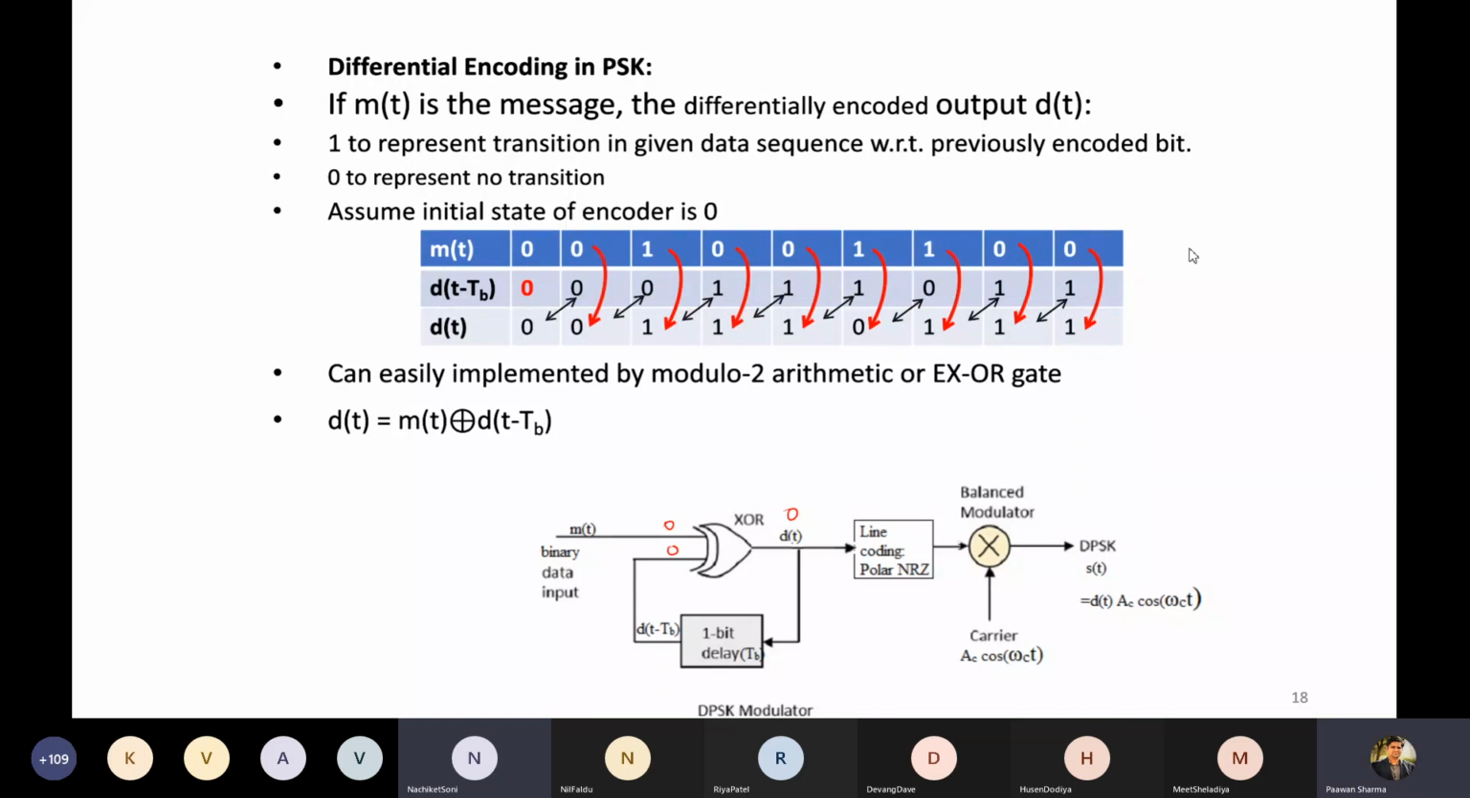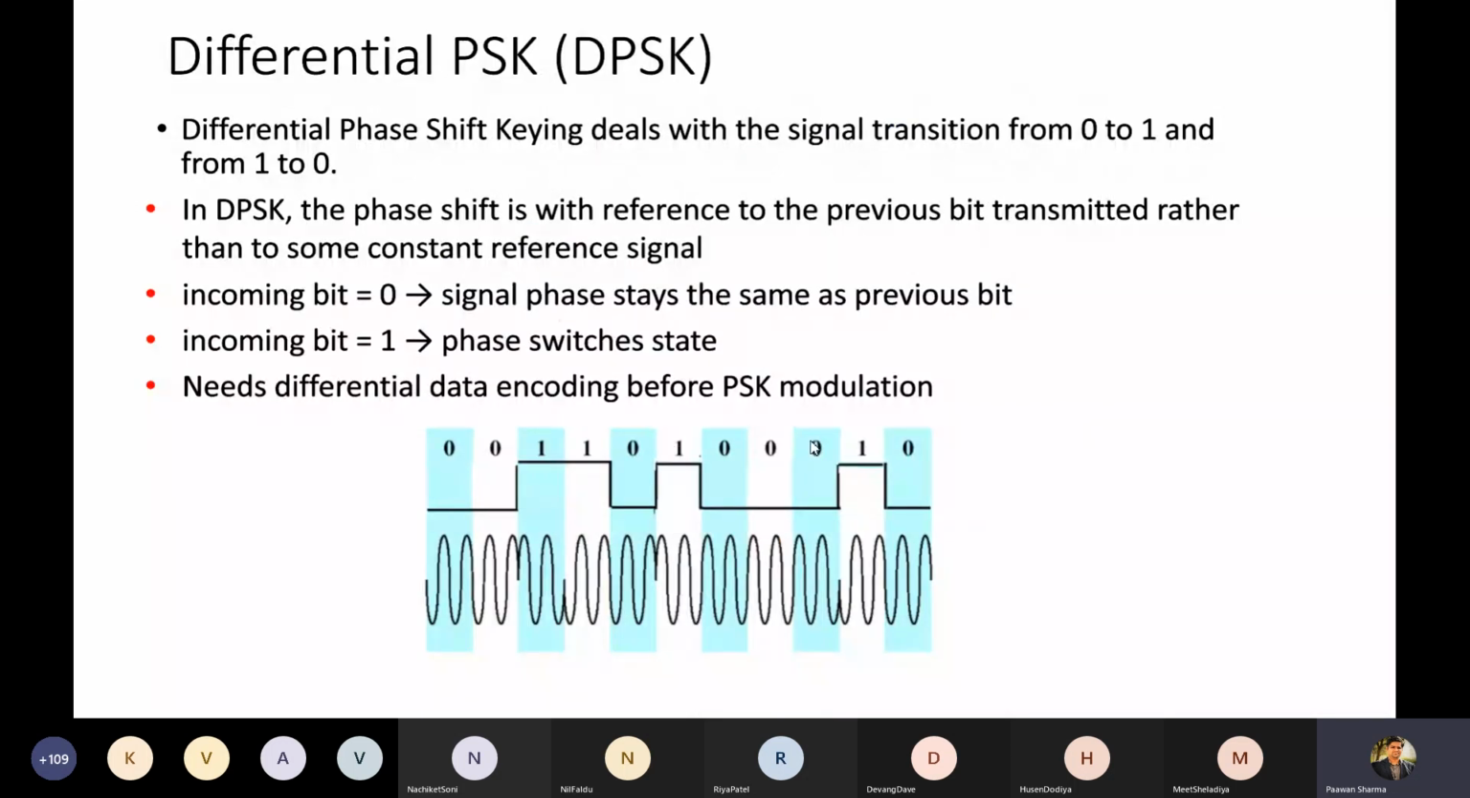Okay, so Nachiket, to understand this, just recollect the definition of DPSK. What is the definition of DPSK? It says if your incoming bit is 0, means at present you are receiving a bit 0 in your data stream, the signal has to be the same phase. I mean the signal phase has to stay the same as it was earlier. Means the output will continue with whatever value it was just before a 0 came.